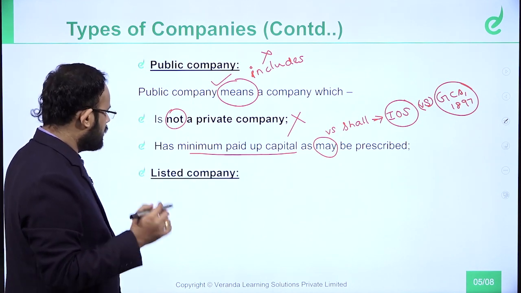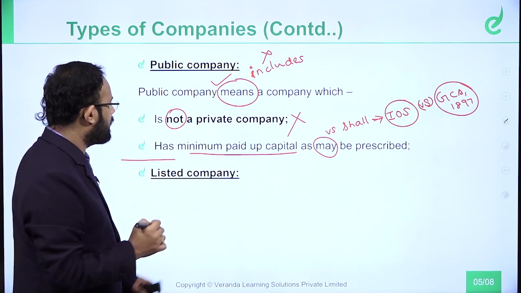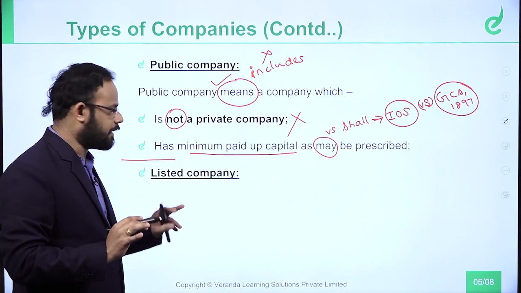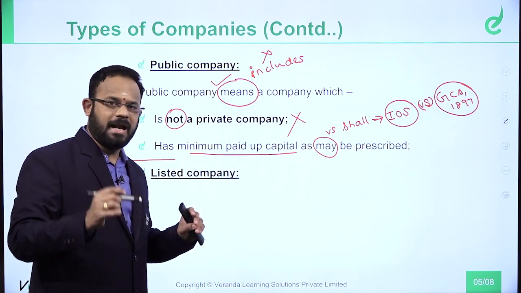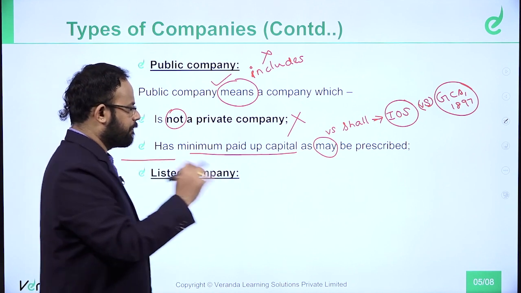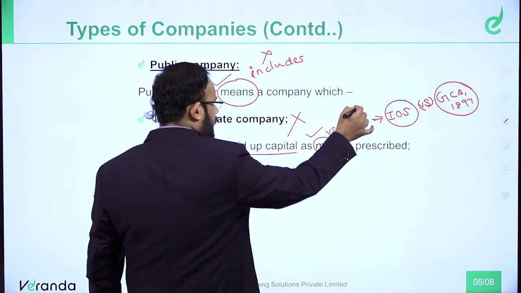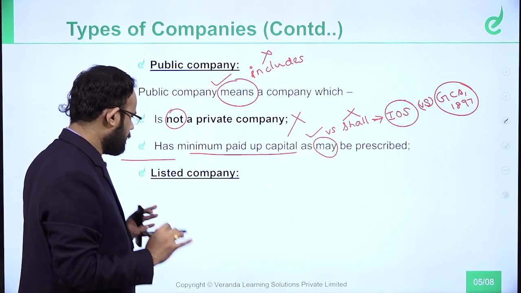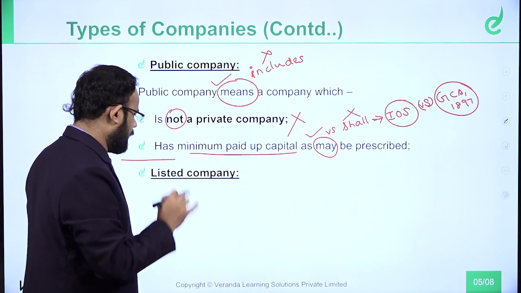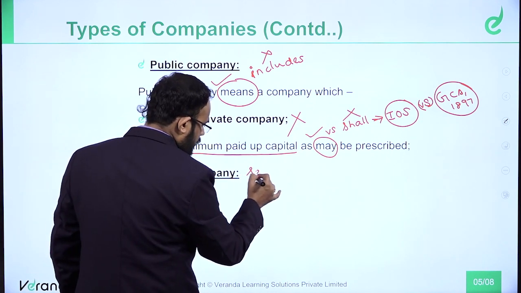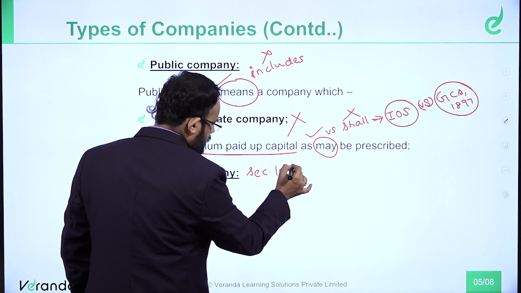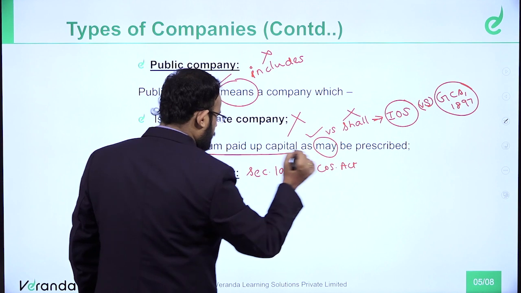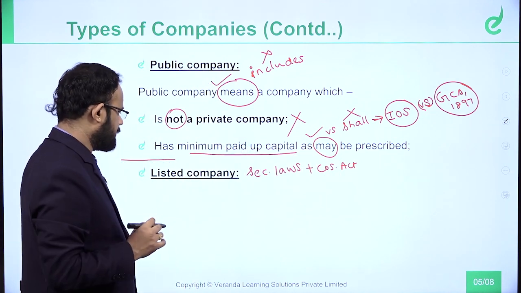And the next point to be covered is your public company. So with this, what are we completing? Public company means a company which is not a private company, which has a minimum paid up capital as may be prescribed. It is may and not shall, where you will study Interpretation of Statutes and General Clauses Act 1897. Now, the moment we come to listed company, you can connect it with your securities laws. Securities laws plus Companies Act you can cover. Why? See the point, you will understand why I am bringing in securities law.